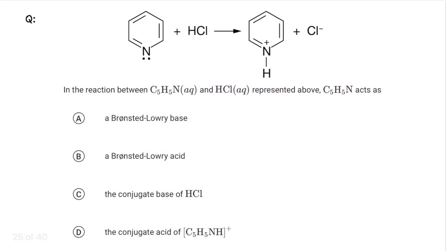In the reaction C5H5N(aq) and HCl(aq) represented above, C5H5N acts as, well, let's take a look at this reaction. Hydrochloric acid became chloride, which means it has donated its proton to C5H5N. And then the proton is covalently bonded to the nitrogen after the reaction. So obviously there is a transfer of protons, and this is an acid-base reaction. And hydrochloric acid, which is a proton donor, is the Bronsted-Lowry acid.